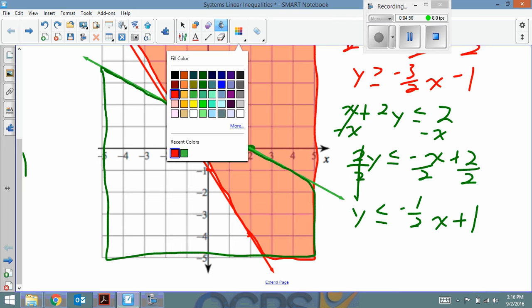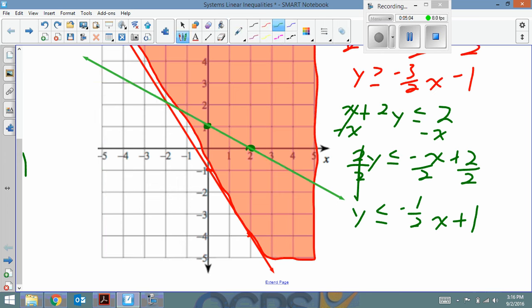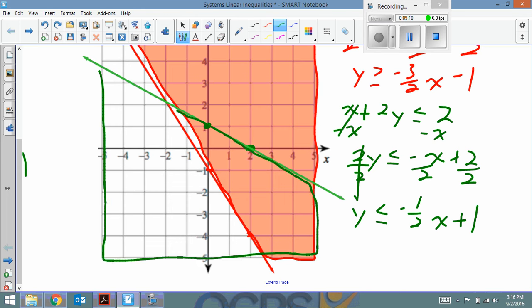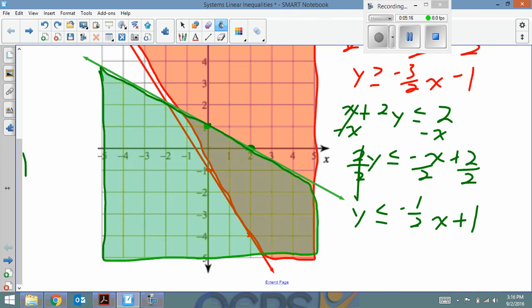Let's see if this works. It didn't work. All right, so I have to redo my line because I did not connect. It has to connect to be able to fill it. So give me one second. Okay, so there it is.